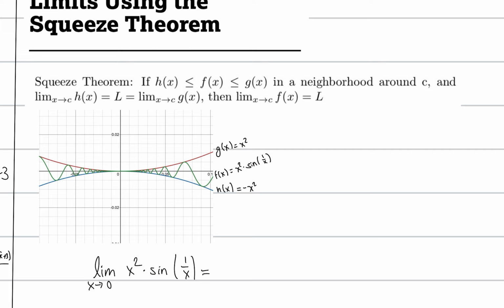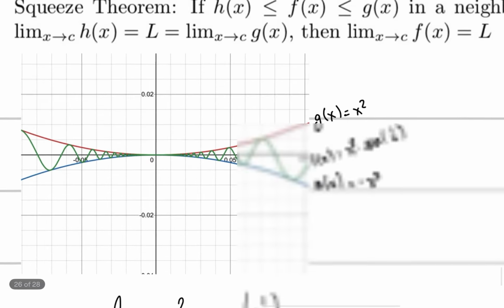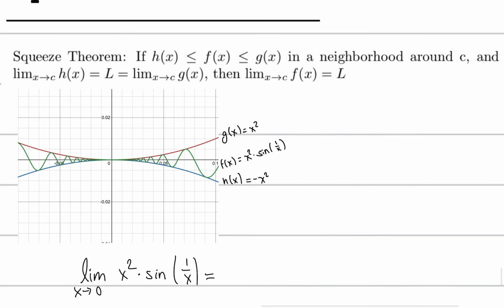So let me break it down. If f of x is bounded above by g of x and bounded below by h of x, not necessarily everywhere, but at least in some interval containing c, and the limit of the lower bound, h of x, is equal to the limit of the upper bound, g of x, if those two match, well then f of x is going to be squeezed between them, and its limit is also going to be the same number.